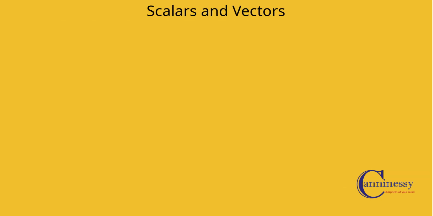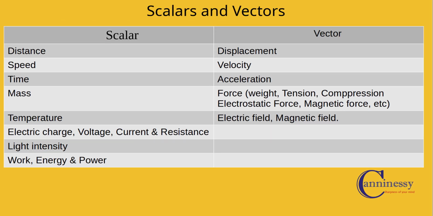Scalars and vectors. Under scalars we have distance, speed, time, mass, temperature, electric charge, voltage, current and resistance, light intensity, work, energy and power. On the other hand, we have vectors: displacement, velocity, acceleration, force, all types of forces, electric field and magnetic field.